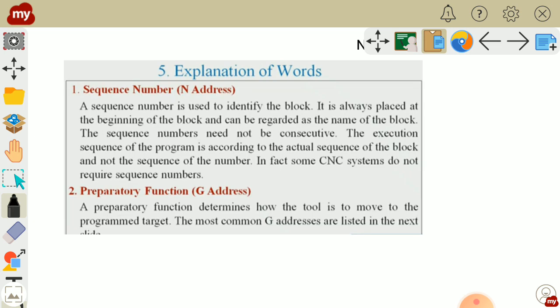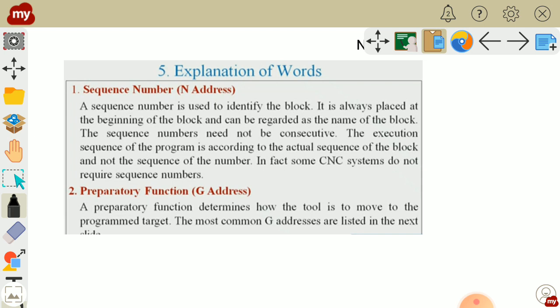Next, explanation of words. In that, first we will discuss sequence number. A sequence number is used to identify the block. What do we use the sequence number for? To identify which block it is. It is always placed at the beginning of the block and can be regarded as the name of the block. Right.